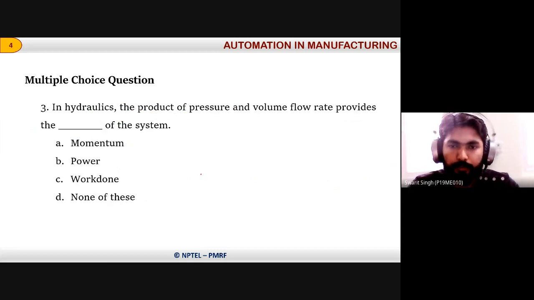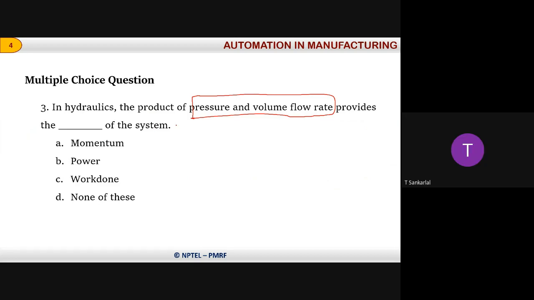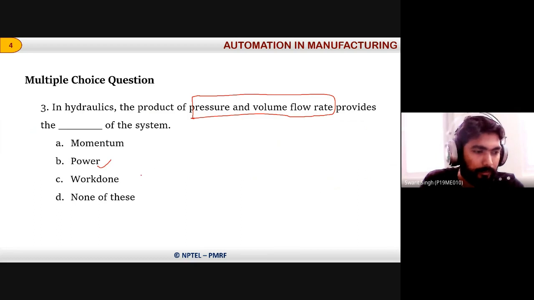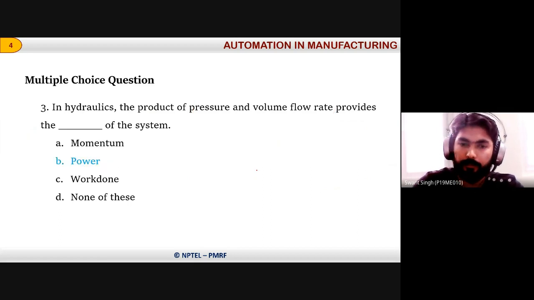Moving to the third question. Third question is on the screen now. It says, in hydraulics, the product of pressure and volume flow rate provides what quantity of the system? Okay, power. Any other answer? We are multiplying pressure and then volume flow rate. B. Okay, yeah. So yes, it is power only.